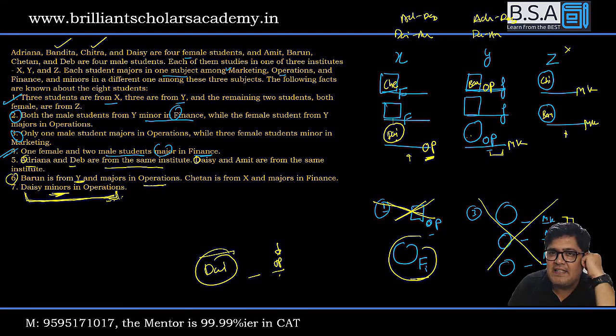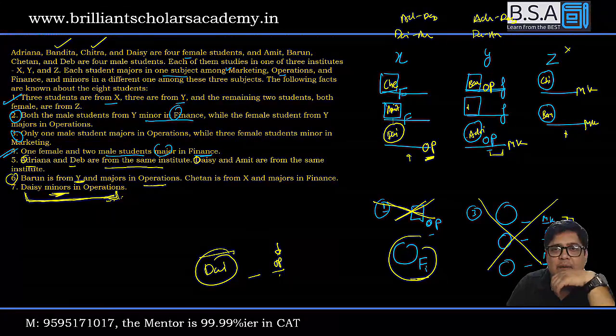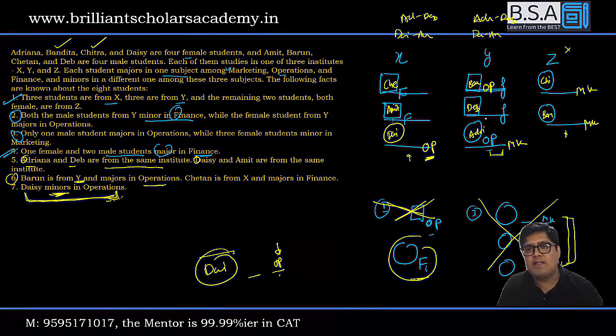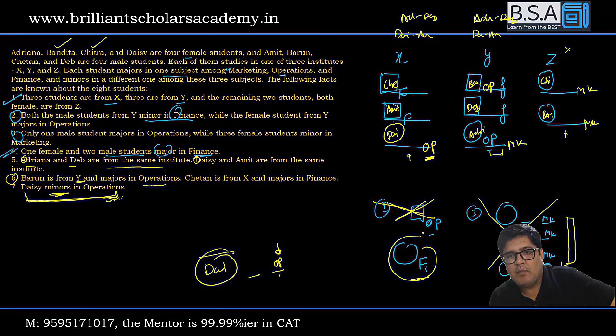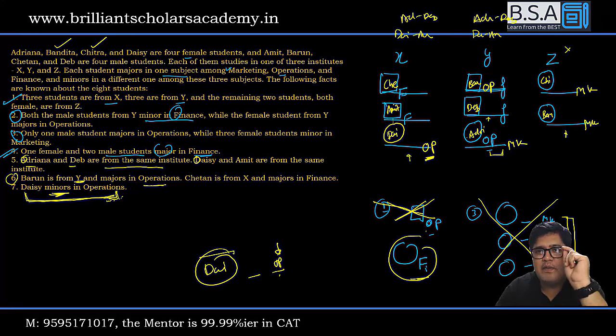Now, because this is Daisy, and Daisy was paired with Amit, this has to be Amit. And then this has to be Adriana. And this has to be Dev. I do not know what the major of Dev is. It clearly said that only one boy can do operation. This is not operation. And only two boys can do finance. Can I say that makes this marketing? It was clear.